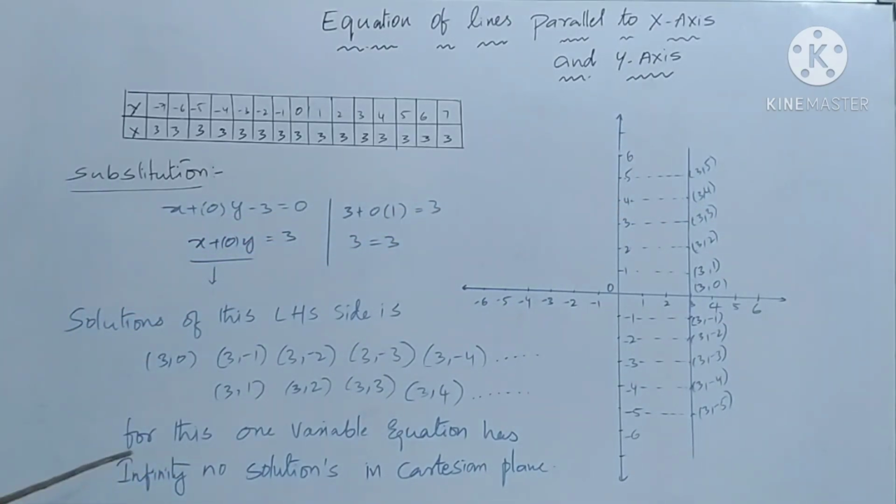So finally our conclusion is, this one variable equation has infinitely many solutions in a Cartesian plane. But on the number line, this type of one variable equation has only one solution. When we draw this one variable equation on the Cartesian plane, it has infinitely many solutions. This is our final conclusion.